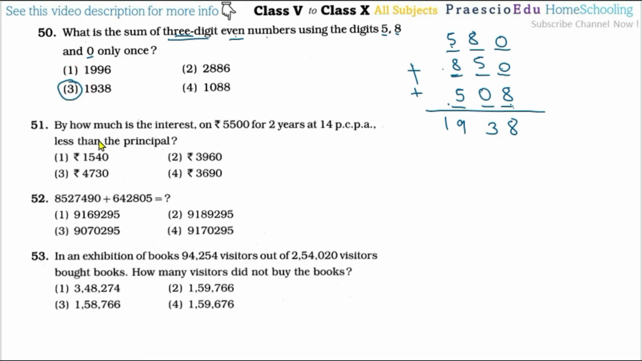Now question number 51. By how much is the interest on rupees 5,500 for 2 years at 14 PCPA less than the principal? So first of all, we have to calculate the interest. For the interest, I is equal to P, which is 5,500, multiplied by rate, 14 PCPA, multiplied by time, 2 years, by 100. So this 20 gets cancelled, this 20 gets cancelled, which means 55 multiplied by 28. 14 multiplied by 2 is 28.